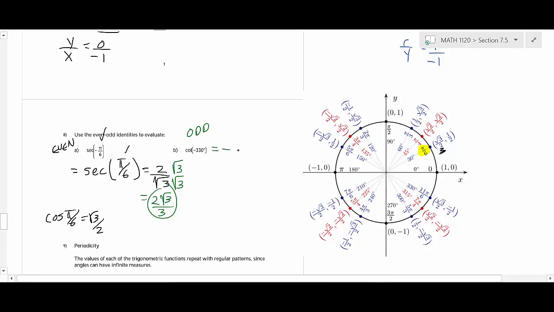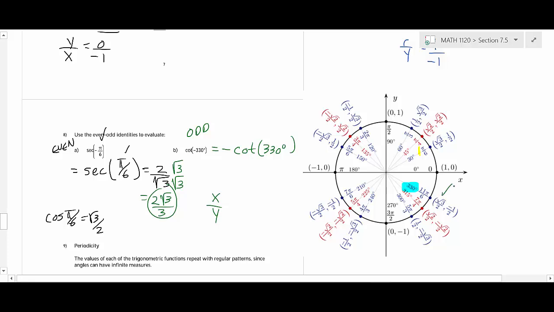If it's an odd function, then it's negative cotangent of the opposite angle like that. Okay, that's how the identity goes. All right, now what you want to do on this one is you want to find 330. So 330 is here. How does a person find the cotangent on a unit circle? You do x over y. You've got to know that, okay?